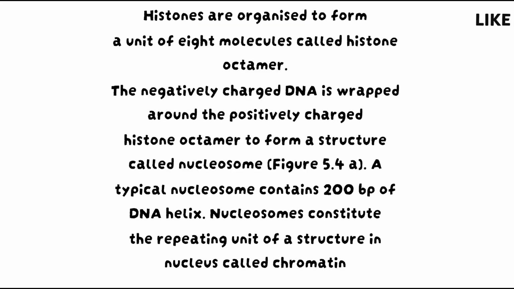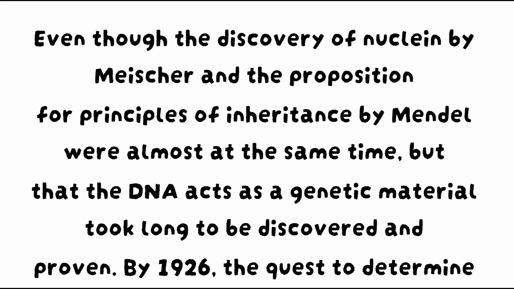Then the search for the genetic material. Even though the discovery of nuclein by Miescher and the propositions for the principle of inheritance by Mendel were almost at the same time, DNA as the genetic material took a long time to be discovered and proven. By 1926, the quest to determine the mechanism for genetic inheritance had reached the molecular level.